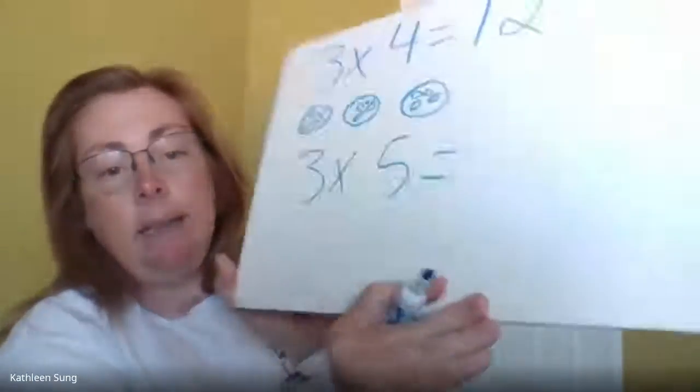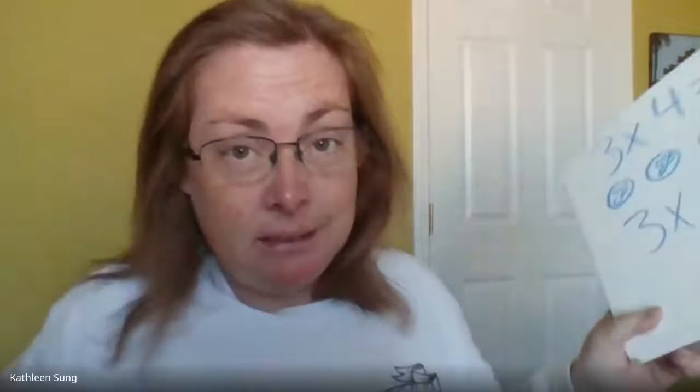So if you were going to predict 3 times 5, I want you to hit pause again and solve for 3 times 5. I want you to predict what that answer is going to be, and then unpause and come back and see what the answer is. All right, and you're back. You've solved it.